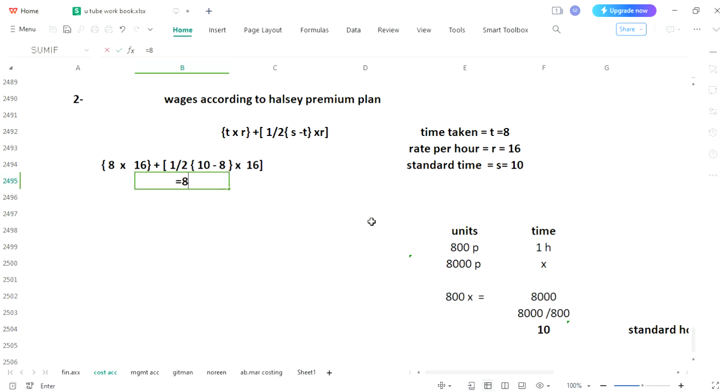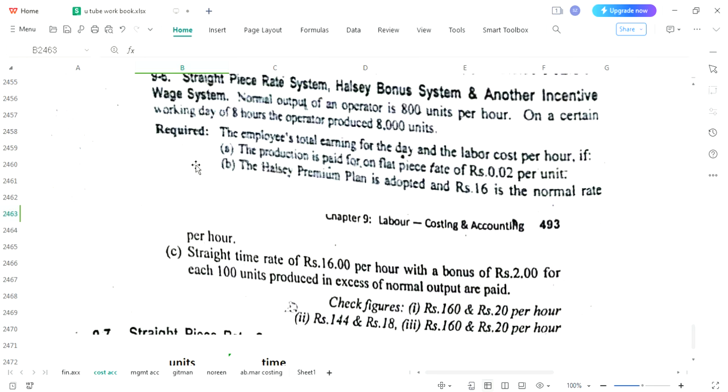8 multiplied by 16. We have got answer 128, and then we need to add 1 over 2. Look over here, 10 minus 8, 2. 2 would be multiplied by 16, 32. 32 divided by 2 would be 16. And we need to add both items. That means 128 and add 16. So in this way you have calculated your answer. Let's check it out. So second answer is 144.